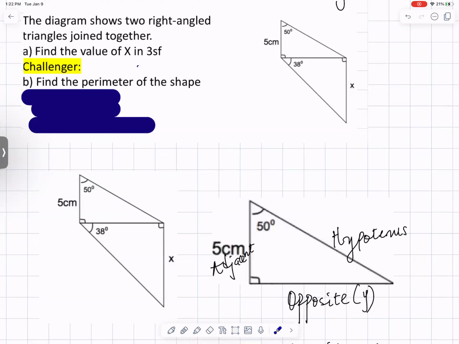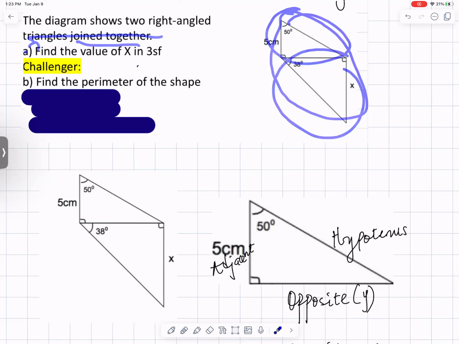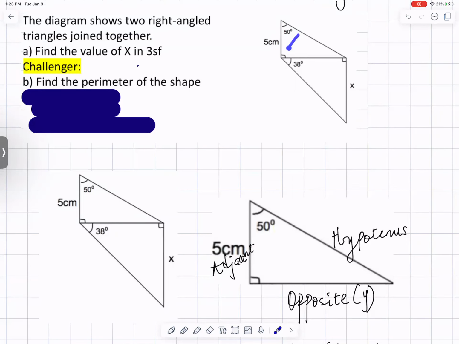It says the diagram shows two right angle triangles joined together. So you can see there are two right angle triangles here, joined together. I would like to say this is triangle A and this is triangle B. We are going to be finding the value of x in the triangle. After you've gotten the value of x, you're expected to find the perimeter of the shape.